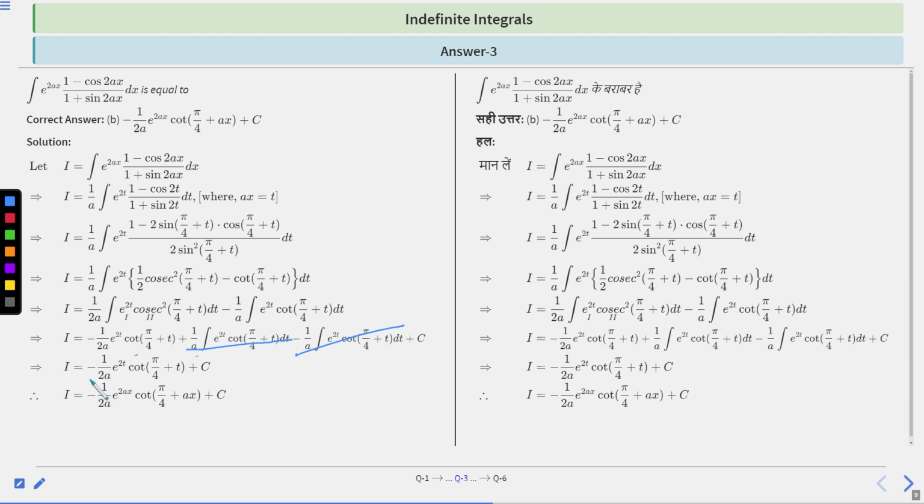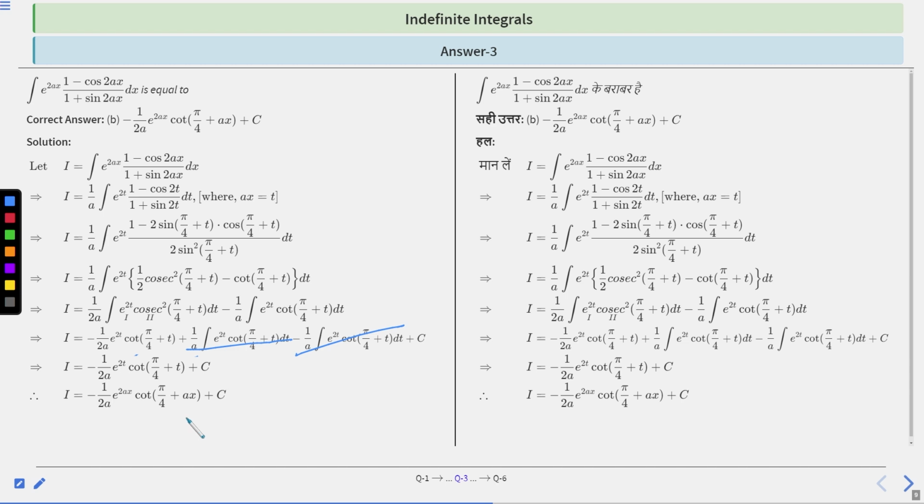plus c, right? Therefore, finally, by adjusting this and by putting t equal to ax, you will get I is equal to minus 1 by 2a e to the power 2ax cot(pi by 4 plus ax) plus c, right?